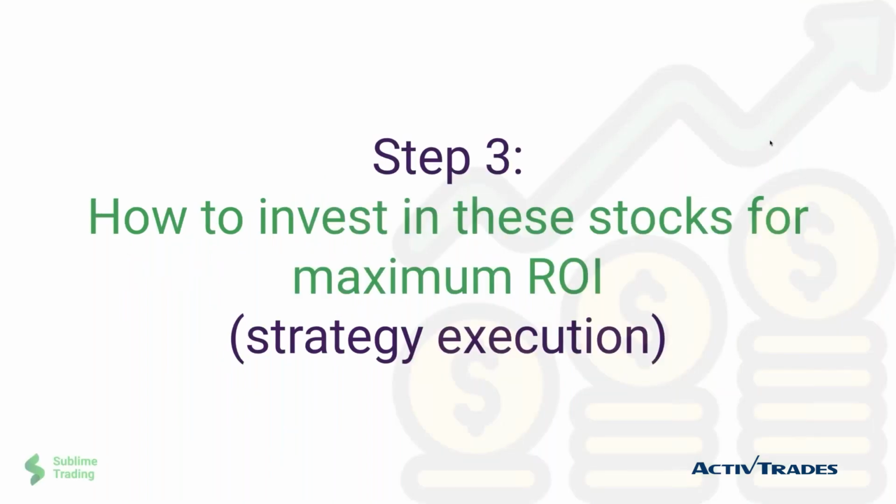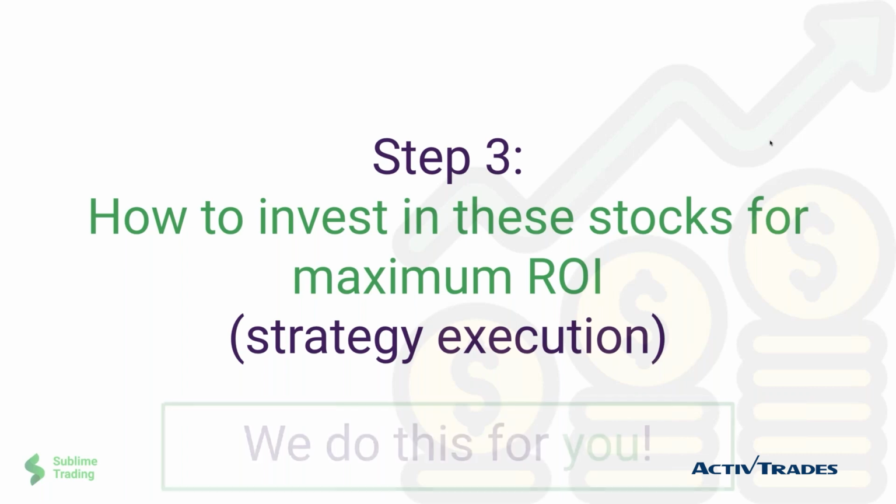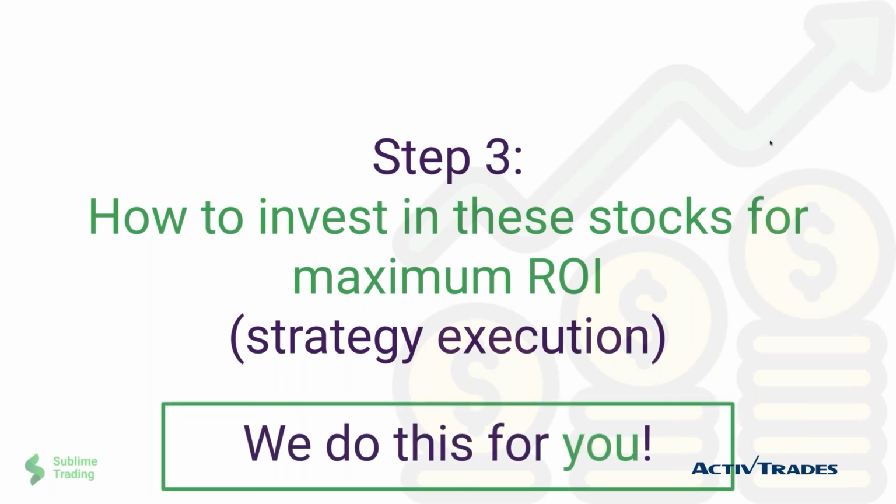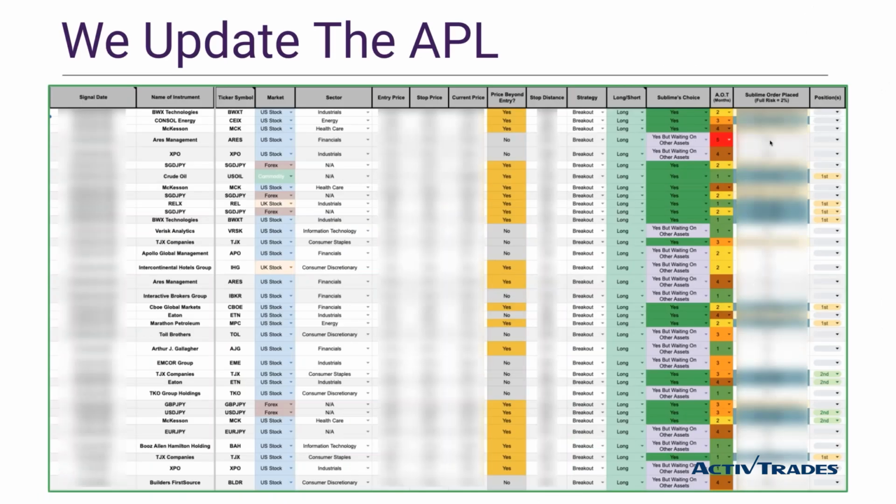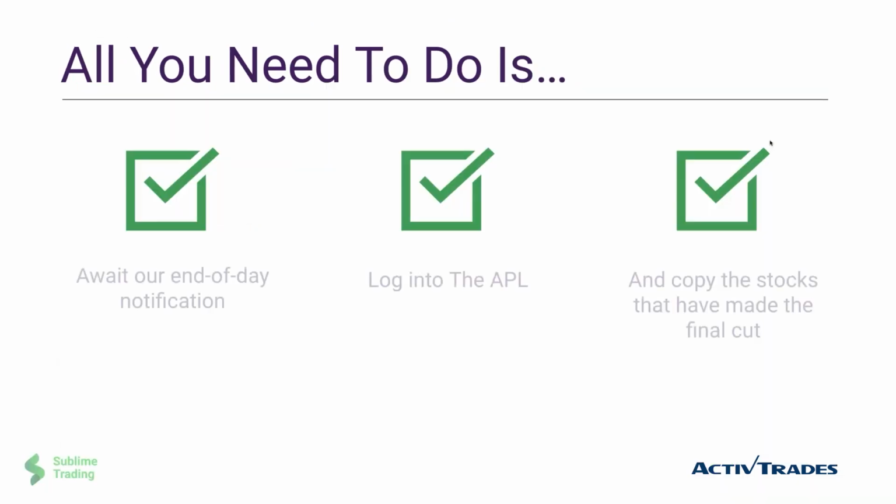And then step 3, how to invest in these stocks for maximum ROI, strategy execution. Again, we do this for you. So all you need to do is wait for the APL to be updated. You'll get the entry points, you'll get the stop losses, you get access to the positions that make it into our portfolio, and you simply wait for the notification and you copy along. So we're doing this for you as well. All you need to do is await our end of day notification, log into the APL because it's behind a members area, and copy the stocks that have made the final cut.